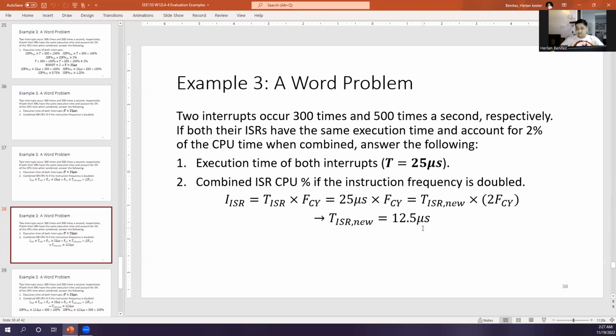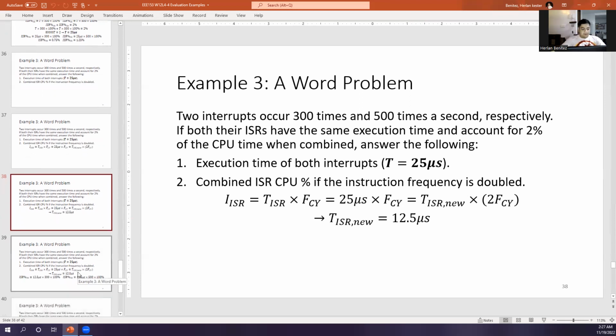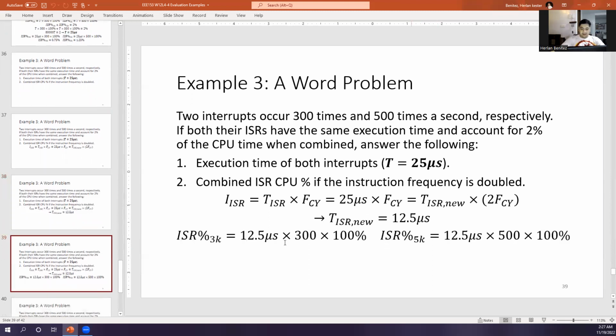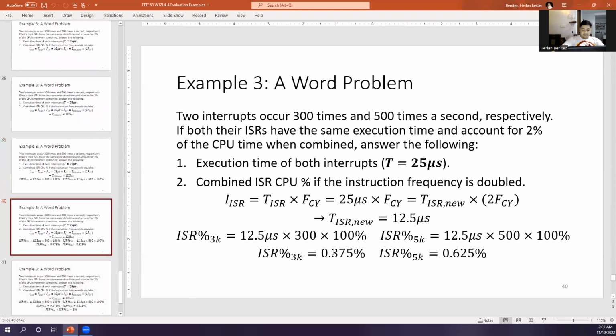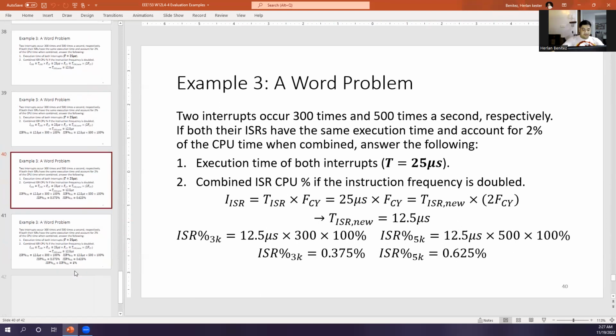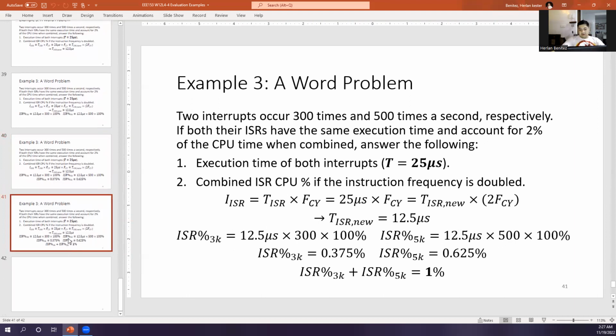So, which makes sense, di ba? Pag nag-double yung instruction frequency, yung time it takes for the interrupt service routine to finish, dapat ma-half natin siya. So, from 25, naging 12.5. Now, using yung 12.5 microseconds na execution time for each ISR, we get yung 12.5 micro times 300 times 100, tsaka 12.5 micro times 500 times 100. So, ang total natin is 0.375 plus 0.625. So, that results to 1%.